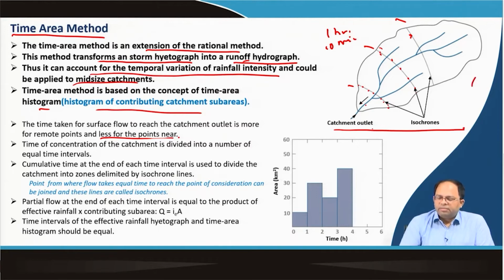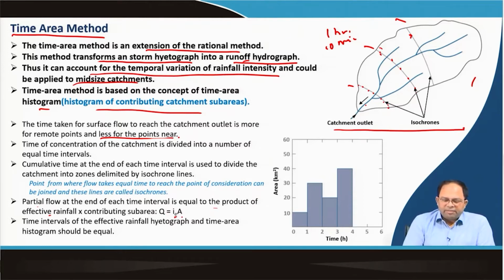So, that is how we divide the entire catchment, and this is done for one inlet point. So, you can understand that this kind of calculation needs to be done for all inlet points, right. So, partial flow at the end of each time interval is equal to the product of effective rainfall and contributing sub area: Q is equal to I into A.